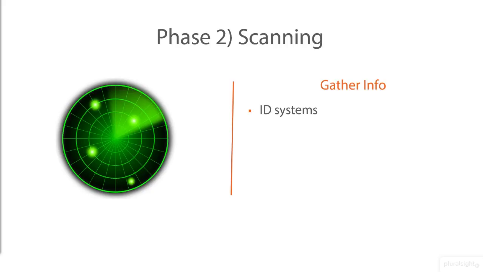And a passive scanning technique would be something like just sniffing the traffic. I'm not actually touching anybody, I'm just sniffing so I can identify the machines that are out there that are talking. An active scan would be me doing a ping sweep.